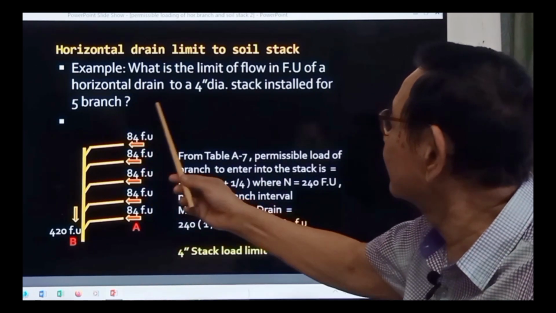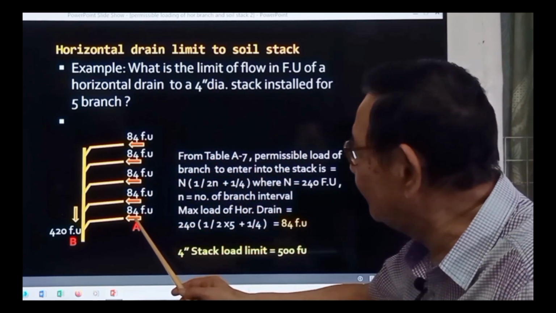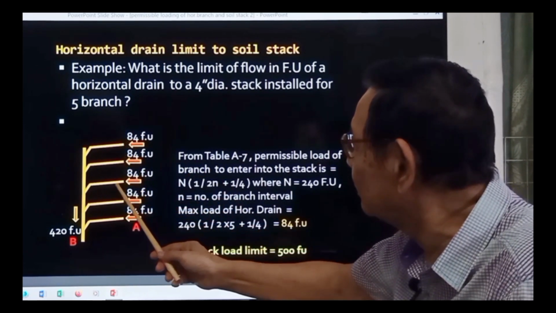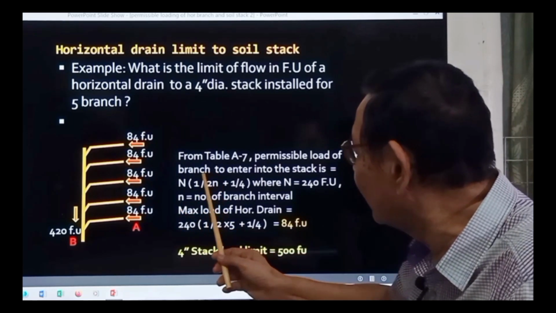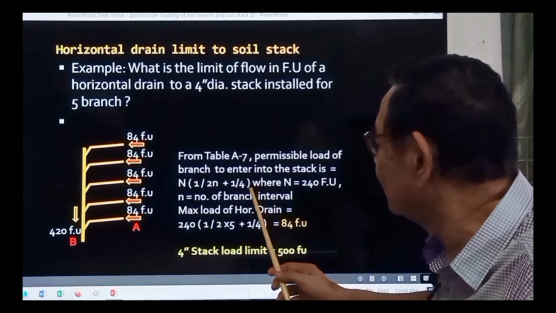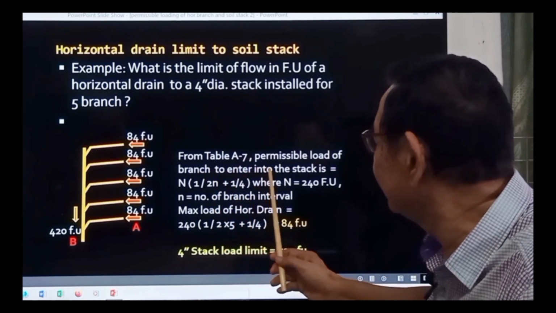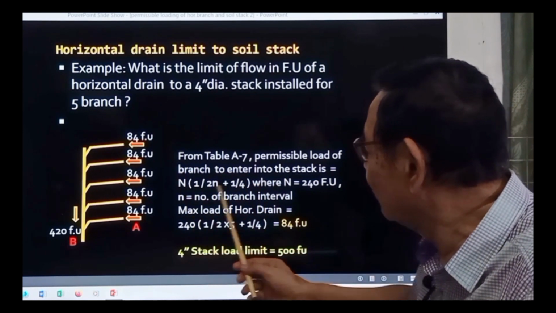So 5 branches, 4 inch diameter stock installed for 5 branches. Nagiging 84 na lang ito. Ito, the 4 inches pa rin ito, 84 nito. Hindi ito nililimit sa 90, kundi kinukumpute talaga how much is the value of the branch to enter, permissible branch to enter into the stock. Ito ang value na yan.